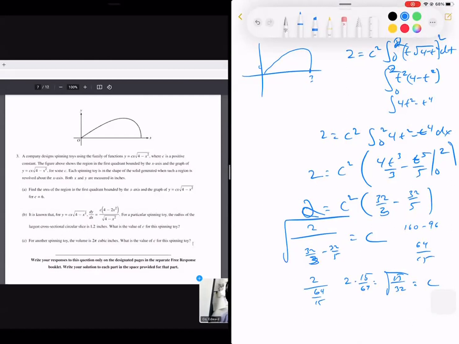Okay, find the area of the region in the first quadrant, given the graph, and c is equal to 6. I wonder why they used 2 though for another spinning toy. Each spinning toy is in the shape of a solid generated by the region that is revolved around the x-axis, with both x and y measured in inches. Yeah, I don't know why they made that c value 2.